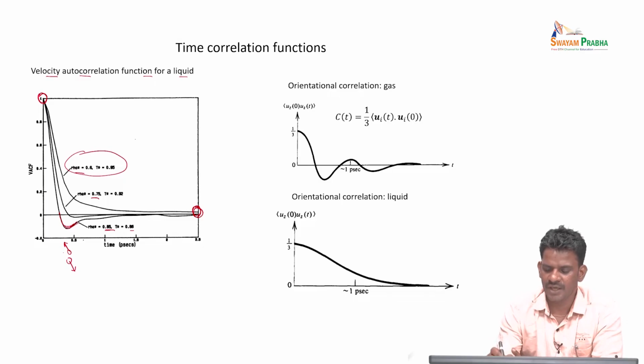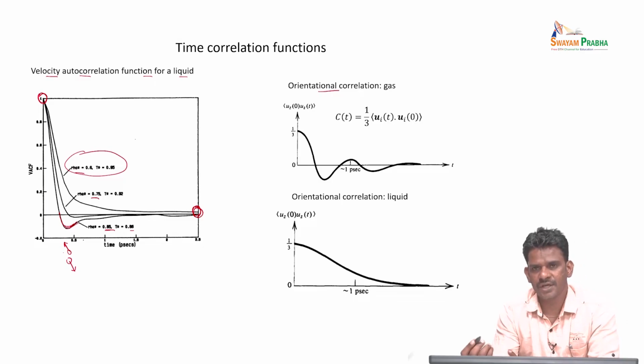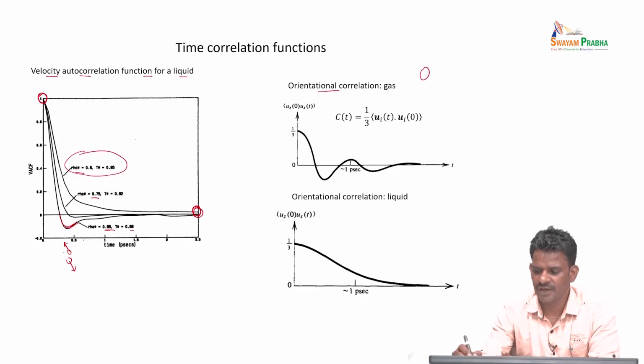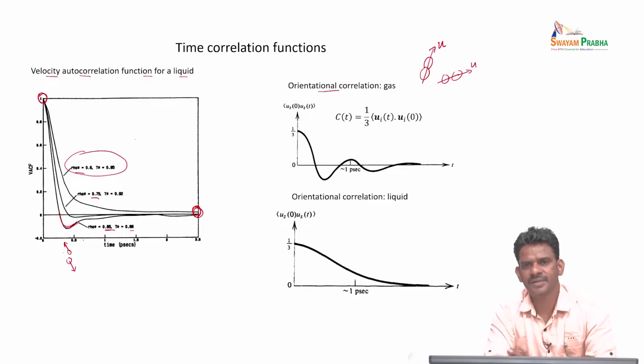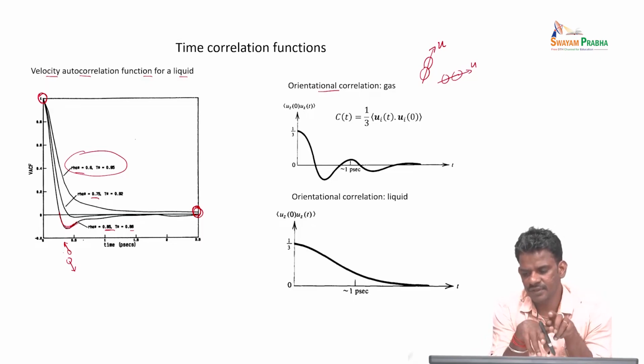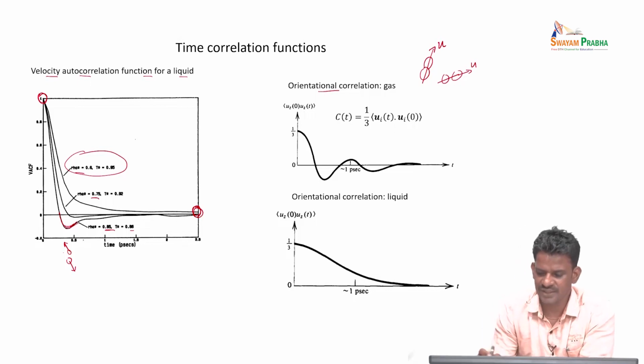So here you can also write a similar kind of time correlation function for the orientation of a molecule. If you have a non-linear molecule, and you define a particular orientation u, and then you ask what is the correlation between such molecules. If the molecules are highly correlated, you will see a positive value, and when the molecules are arranged opposite to each other at a certain level, you will see negative correlations.